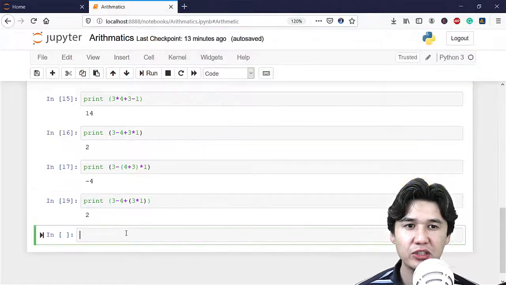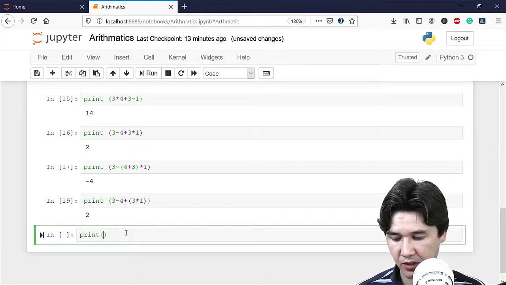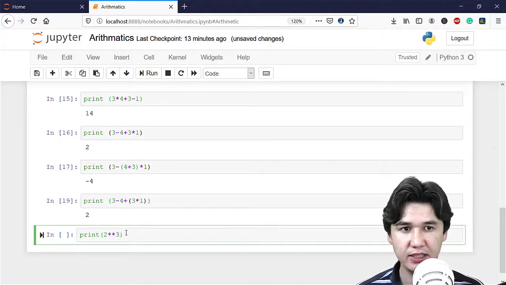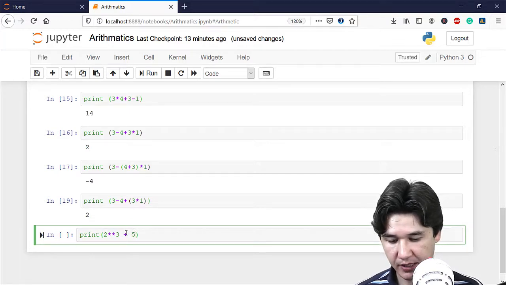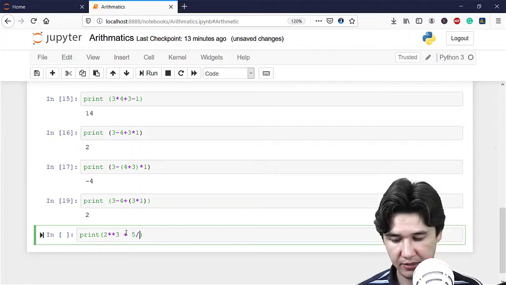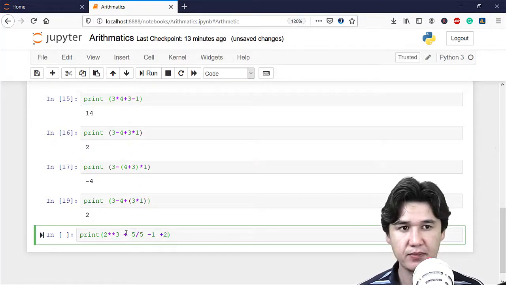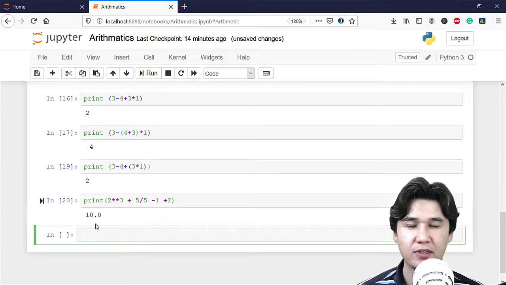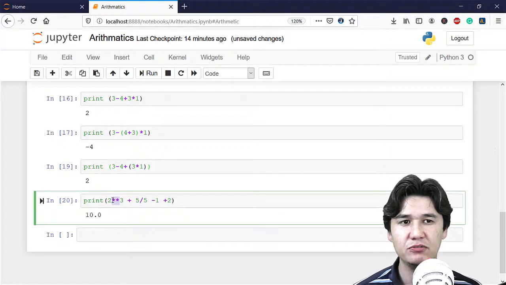Now let me do one more equation, okay. For example, I'm going to say print, and we have 2 which is 3 power, and we have plus 5, and divide by 5 and -1 and plus 2. What will be the answer? 10. Okay, now what we are saying is that just do the first operation.